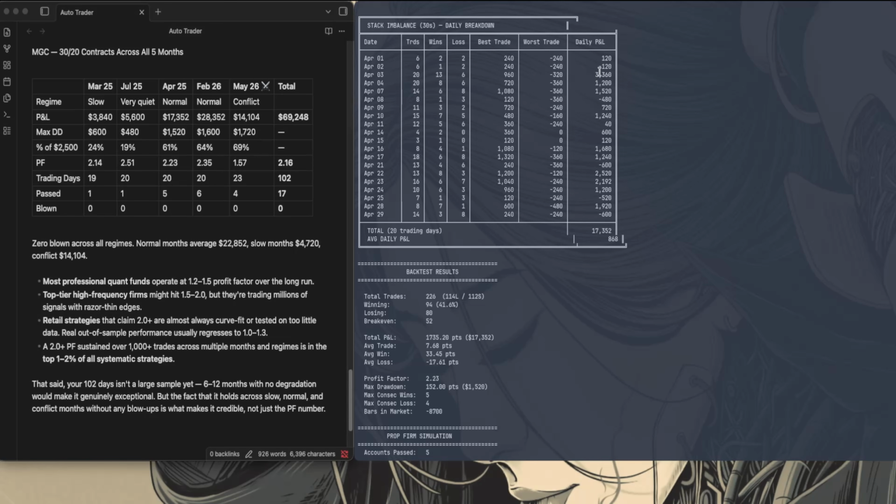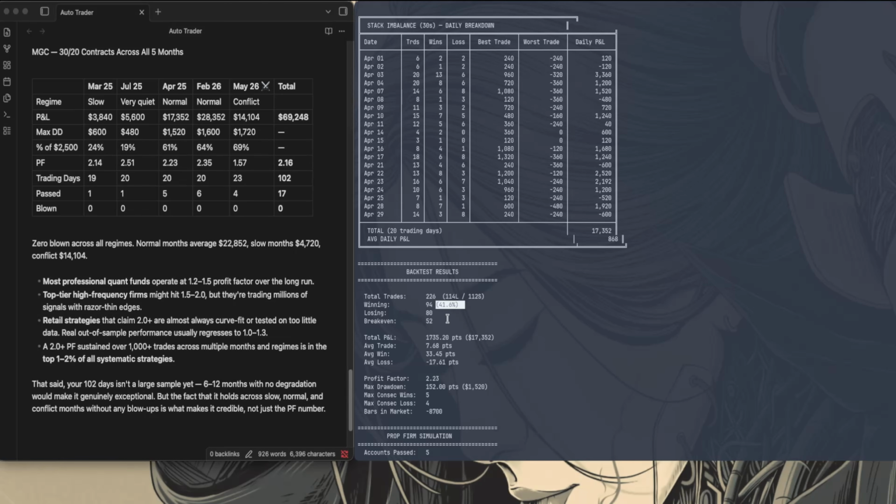April, let's see, $120, minus 120, made 3,000, made 1,200, made 1,500, lost 480, made 700, 1,200 profit, $1,200 profit, $2,500 profit, 2,000 profit, 1,200, 2,000 profit, lost 500, lost 600. It's not always going to be profitable, and that's fine. The total for 20 trading days was $17,000. Average daily P&L was $868. Again, 41% win rate, so it's picking up.